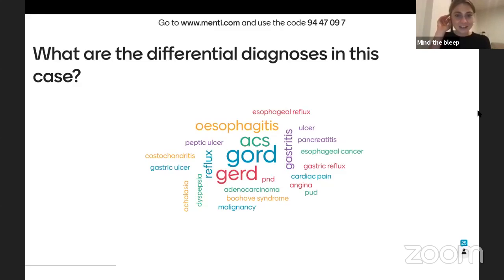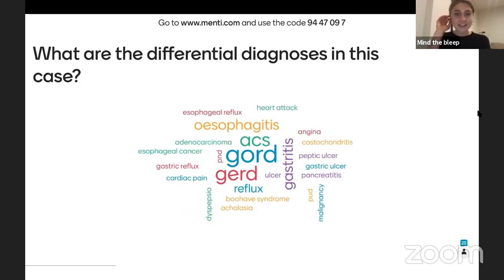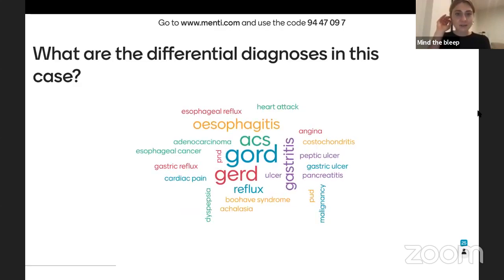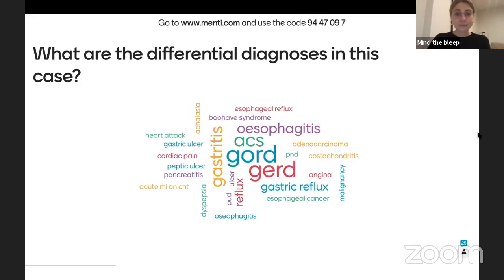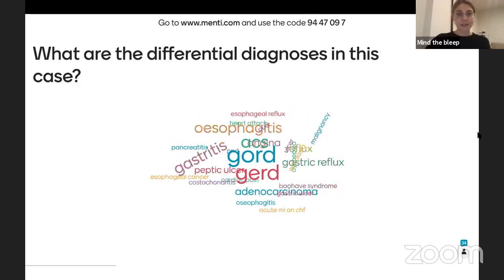Esophagitis, that's very good. Malignancy, gastric reflux, these are all very good answers. Adenocarcinoma, it's very good. And I'm really glad that you have highlighted it could be a heart attack. So the patient could be having a heart problem, which is a very important differential. And you have mentioned ulcers as well, and pancreatitis. So these are all very good differentials for retrosternal burning chest pain.